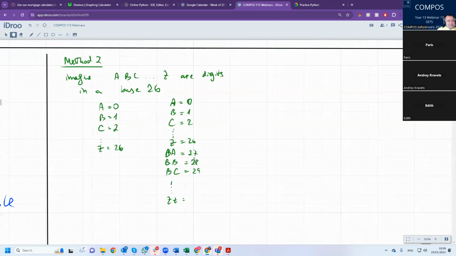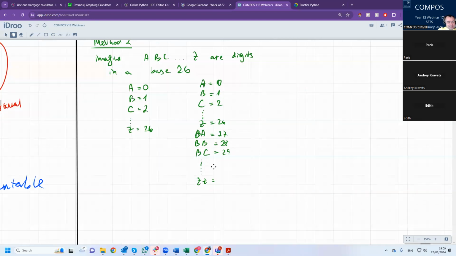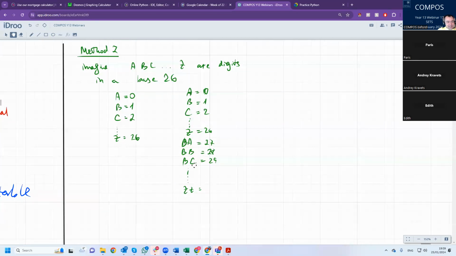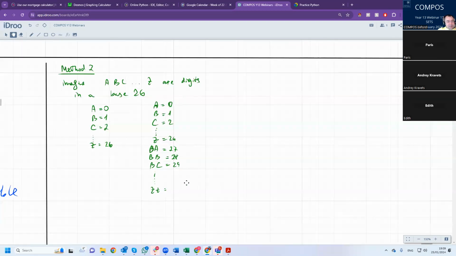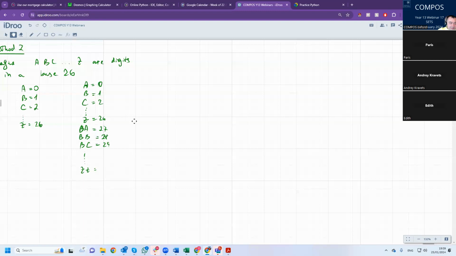Anyways, if you imagine ABC digits are in base 26, and all you need is just the same method. You write them all out: A, B, C, Z, then AA. Once again, we have 0, 0 here, right?